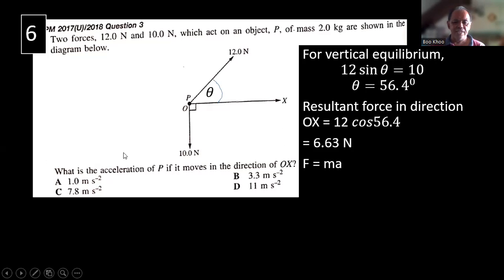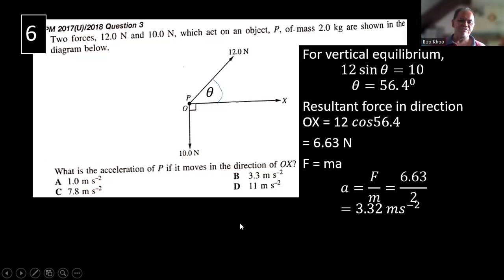You want the acceleration, not the force. Don't get caught. They should have given you the force as a possible answer to catch students. Force divided by mass, which is 3.3. Okay, usually the answer is 2 to 3 significant figures only. Don't need to go to too many significant figures. The answer is B.